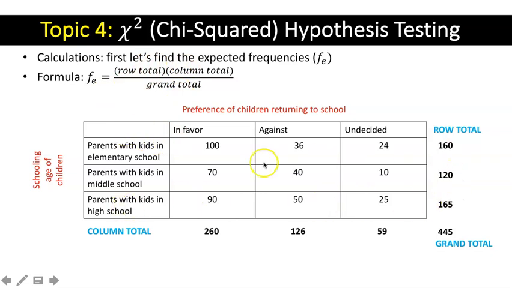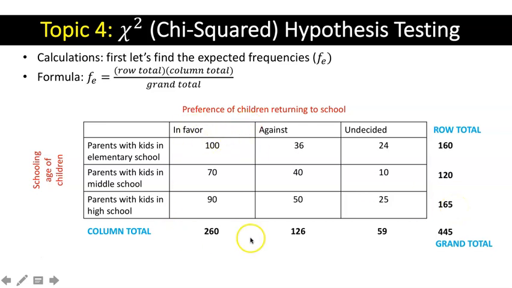So we take our contingency table and we're going to add row total and column total and then the grand total. The grand total means that we have interviewed 445 people for this study. How many parents with kids in elementary school are part of my study? 160 of them. How did I get 160? 100 added to 36 plus 24 is 160. How many parents with kids in middle school are part of my study? 70 plus 40 plus 10, 120. And how many are parents of high school students? 90 plus 50 plus 25, which is 165.